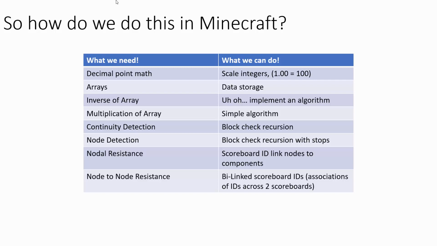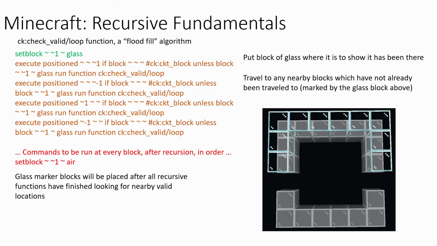Nodal resistance, that is the resistance at each node, you can find using scoreboard ID linkage of components. Each component is linked to a node, or a node is linked to each component, and you can figure out the total by finding all of the linked components. Node to node resistance uses bi-linked scoreboard IDs, which means you have multiple scoreboards which have the same number for associated linkage. So you can basically find A to B because A is one of the nodes and B is one of the other nodes. We'll go over these all in detail.